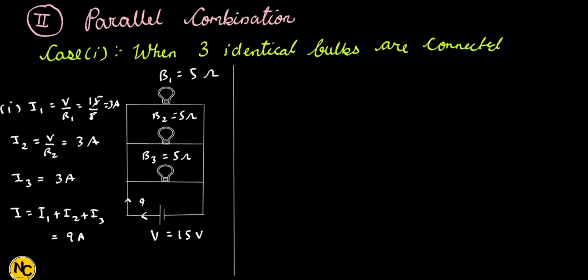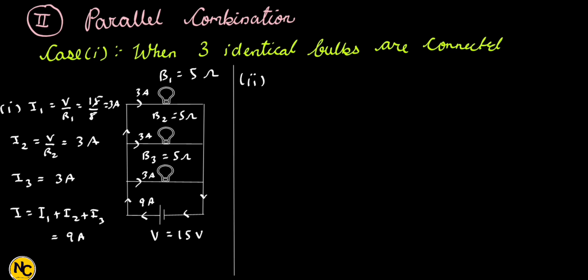So 9 ampere current will start flowing from the positive end. Here will pass 3 ampere, then 3 ampere, and then again 3 ampere, and at the end again we will get 9 ampere current back to the negative terminal. So here we can see that the same amount of current is passing through all three bulbs. Now let's see about the brightness, second point.